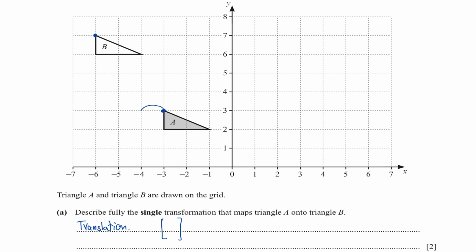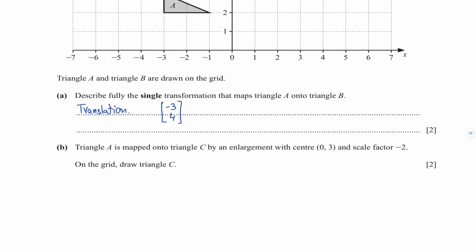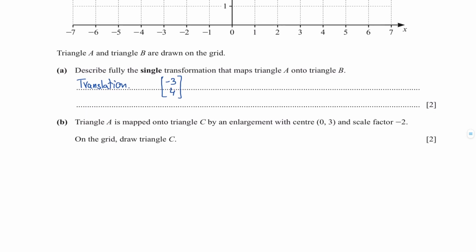So we have to move 1, 2, 3 units to the left. So to the left means -3, and then we have to move 1, 2, 3, 4 units up, so that means +4. So there you go, -3 and 4 is the translation vector.